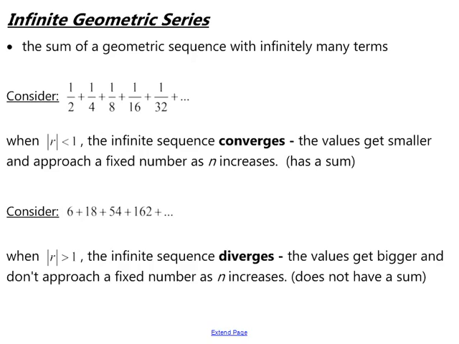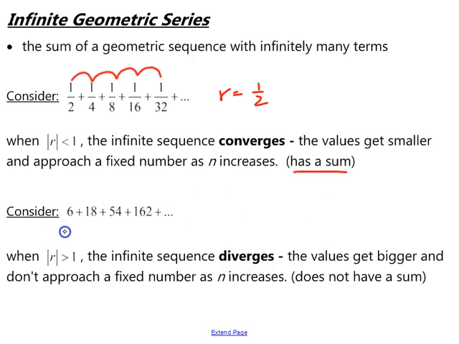Infinite geometric series. An infinite geometric series is the sum of a geometric sequence with infinitely many terms. Let's consider this first series. If we look for the common ratio, r is equal to 1/2. Now, when the absolute value of the common ratio is less than 1, we say that the infinite sequence converges. The values are going to get smaller and they're going to approach a fixed number as the terms increase. In this case, we say that the infinite geometric series has a sum.